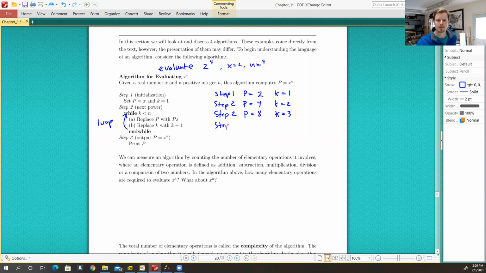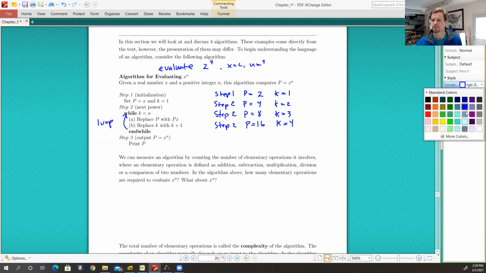So step 2, again, we replace p with p times x. So we replace 8 with 8 times 2, which is 16. So p is equal to 16 now. And we increase k to 4. All right, so we've completed that. And again, we come back to the top and we see that 4 is not less than 4. So that kicks us out of the loop.